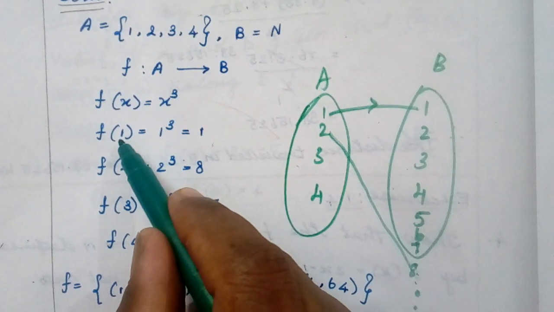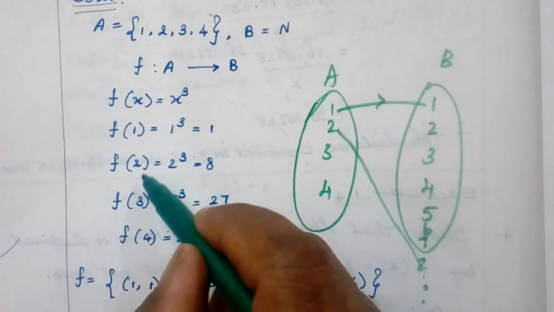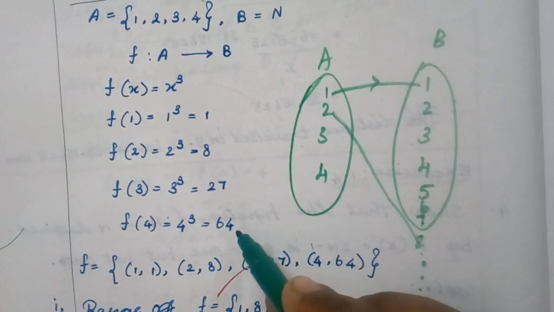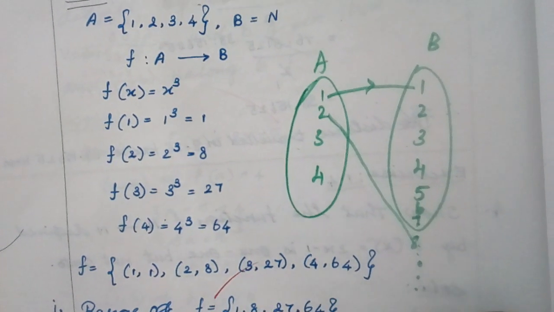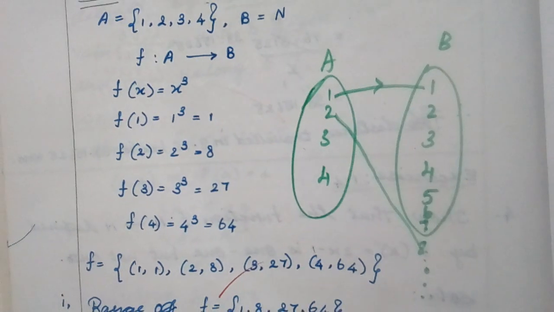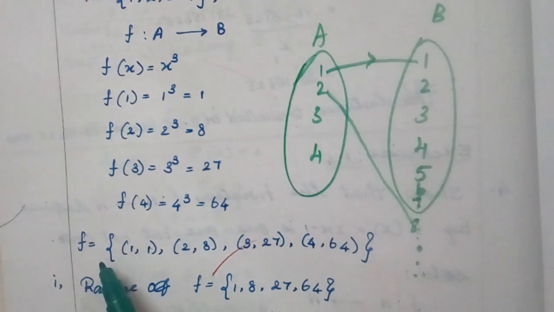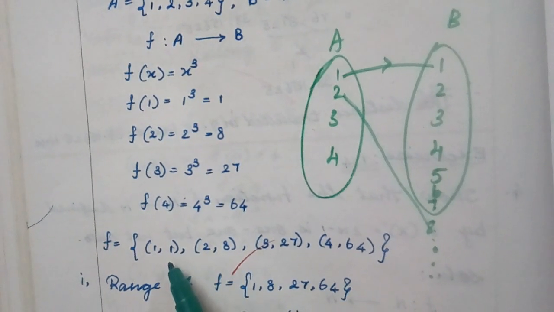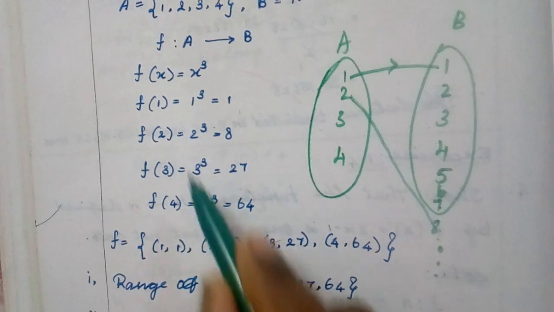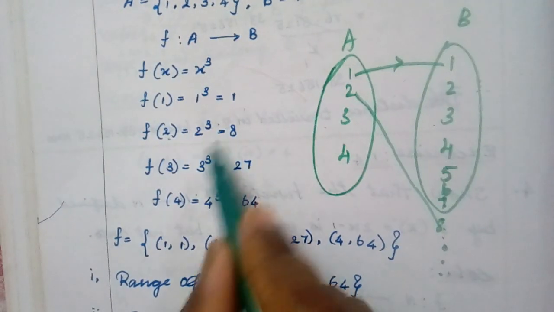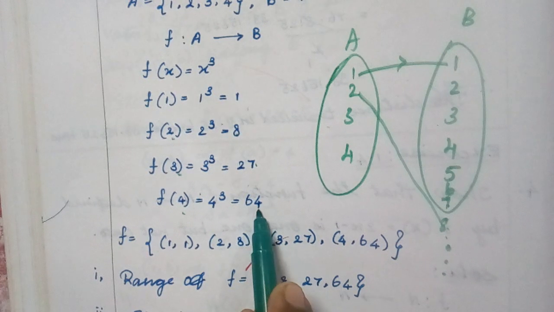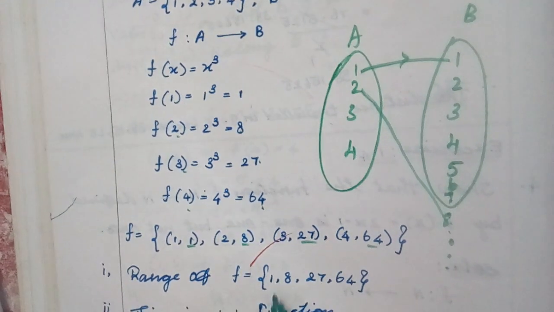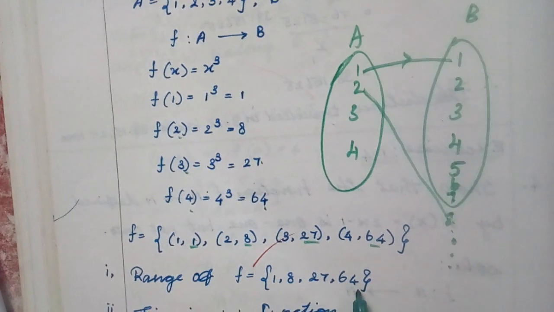First we substitute the x value 1: 1 cube equal to 1. 2 cube equal to 8. 3 cube equal to 27. 4 cube equal to 64. We want to find the range of f and find which type of function it is. So now you have to frame the function in the form of ordered pairs. So that is (1, 1), (2, 8), (3, 27), (4, 64). Range means the second values, so 1, 8, 27, 64.